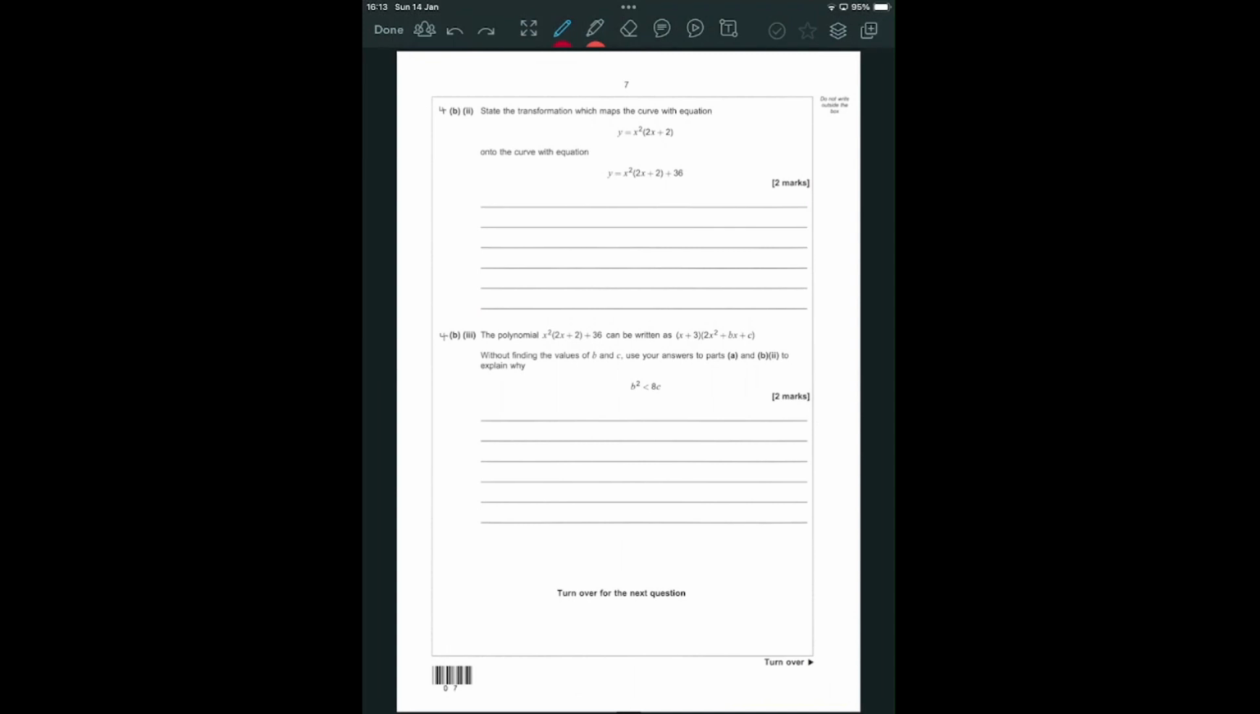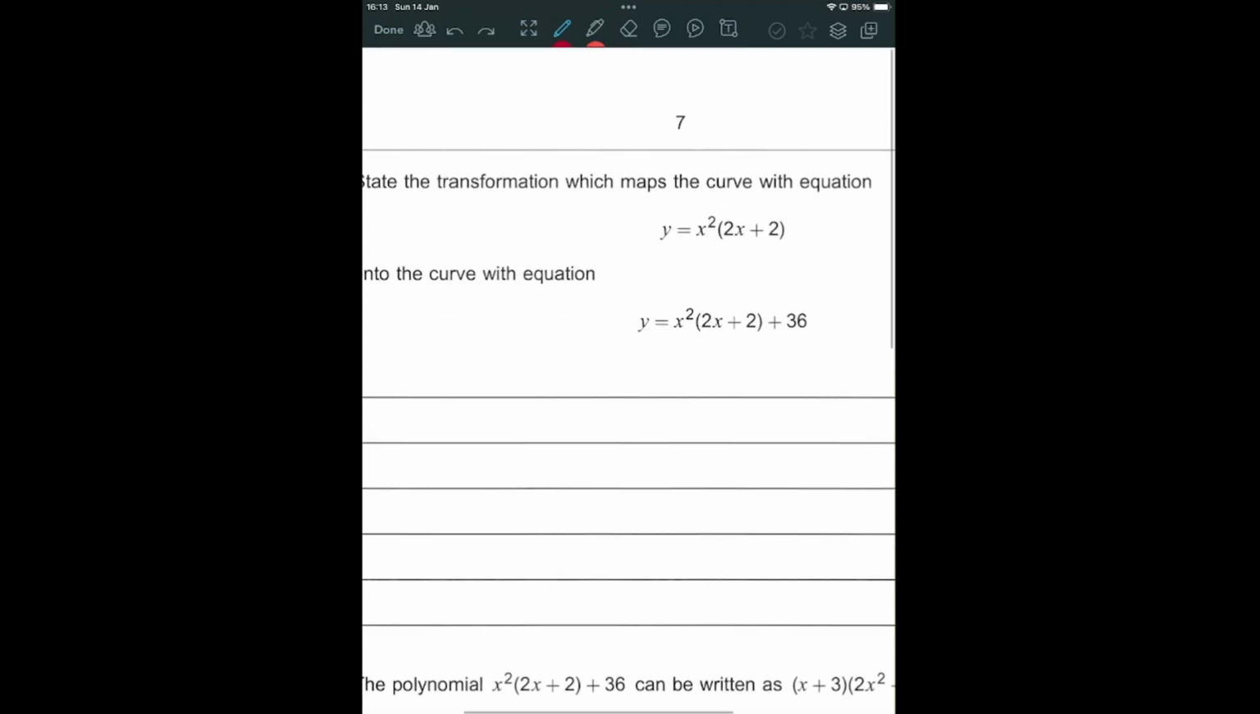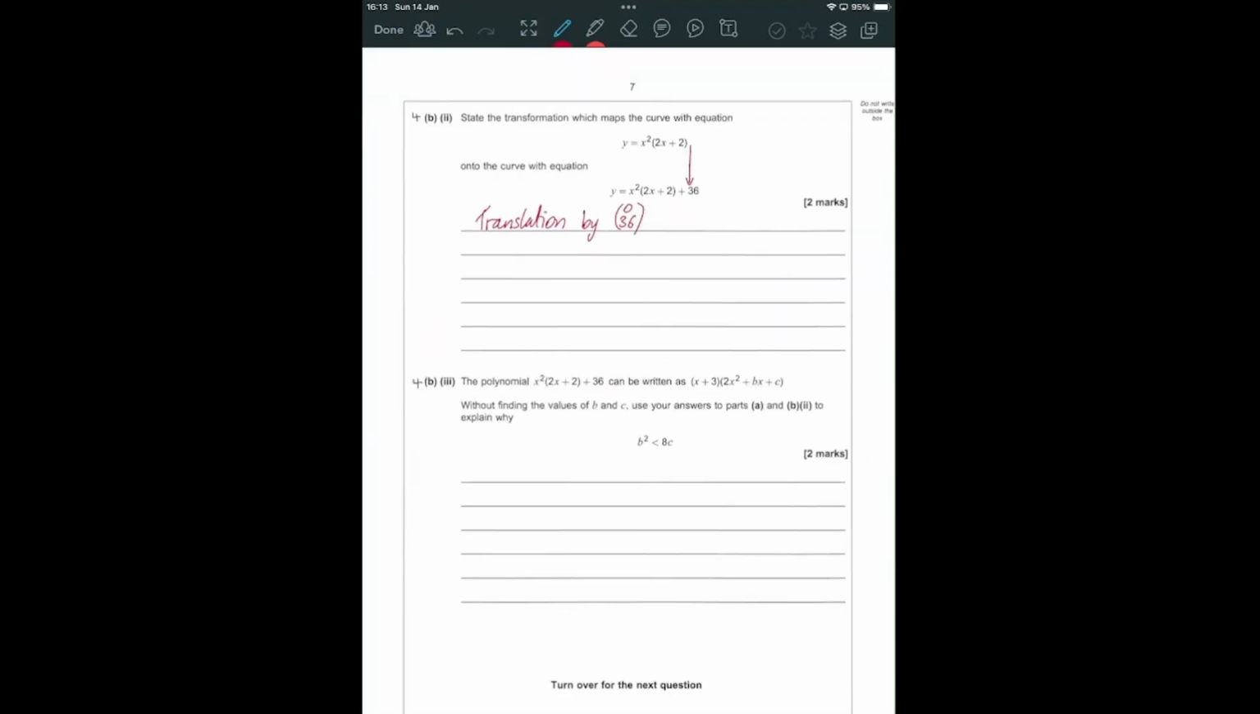Okay. State the transformation which turns that curve into that curve. Well, there's only a slight change. The only thing that's changed is we've added 36 on the end. And from all of those transformation facts that we had to memorize, this is a translation by (0, 36), up by 36. The polynomial can be written as that without finding the values of b, so use your answer to a and b double i to explain why that.